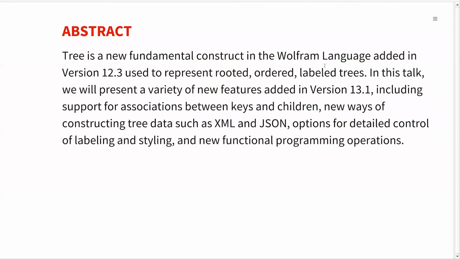So an abstract for this talk: trees were introduced in version 12.3, and they represent rooted, ordered, labeled trees with leaves. In this talk, I'm going to be talking about the new features added since the last Tech Conference, that's version 13.1, and a little bit of what's coming up in version 13.2. Main things are new ways of constructing trees, like trees with associations, XML and JSON. Also going to talk about new visualization options and functionality that's available, and finally some new functional programming operations that are available for trees.